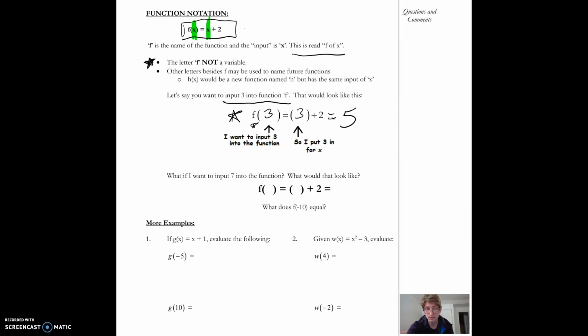Looking down at the next one, I would like for you to try to write that down. I'm going to give you like 10 seconds. We want to put 7 into the function. What does it look like? I'm going to wait. Now I'll make you pause, but I'm going to wait.